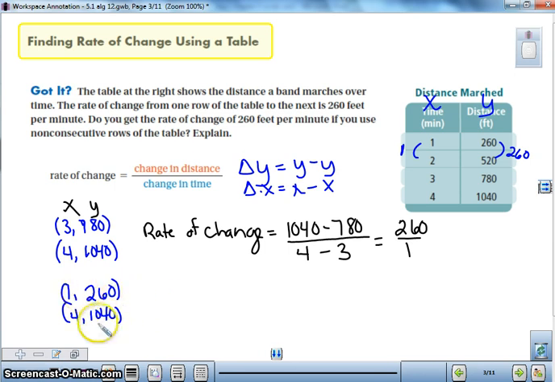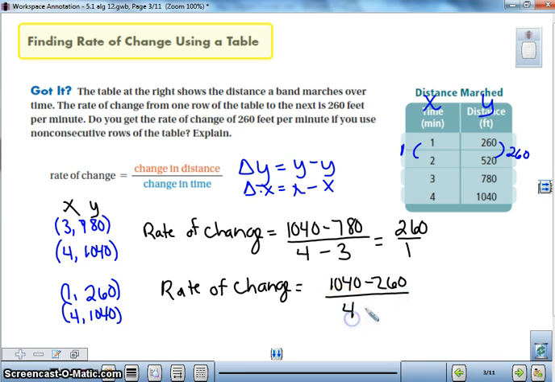What about if we look at this rate of change? This time as we find our rate of change, we are going to be looking at taking 1,040, subtracting 260. We are dividing by 4 minus 1, the change in our x coordinates, or our time. This comes out to be 3. So if you were finding this rate of change and you did the subtraction, 1,040 minus 260 gives us 780. You should have this written in your notes. We're going to do the division. 780 divided by 3 gives us 260. So we're getting the same rate of change for each one.